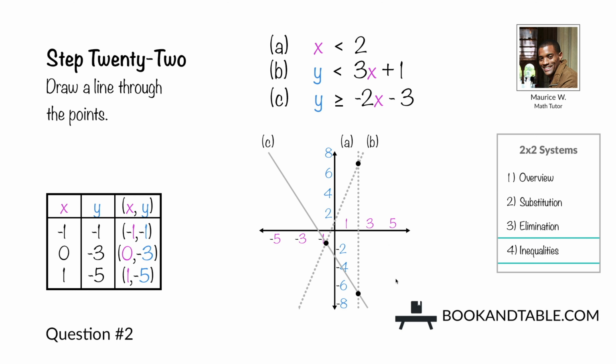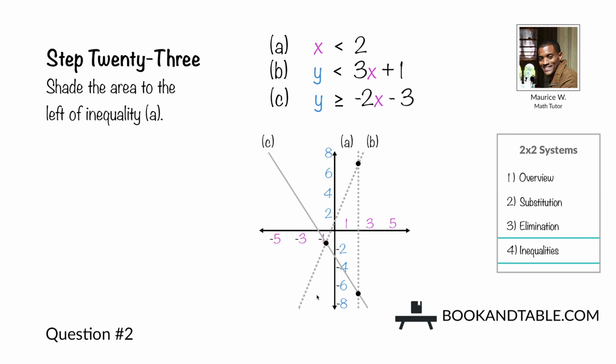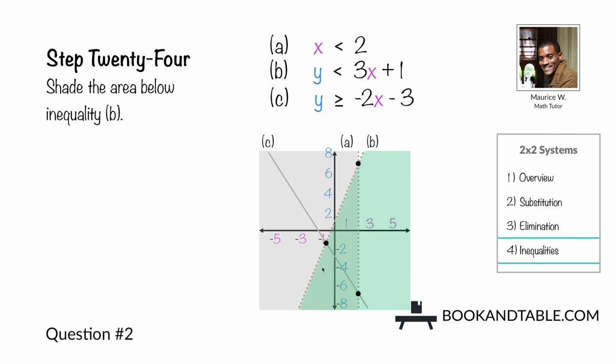And now we can begin shading in the areas. So step 23, shade the area to the left of inequality A. The solutions are less than 2, so less than goes to the left. And now for B, shade the area below inequality B since it's less than. So you go to B and you shade in the points below that line.